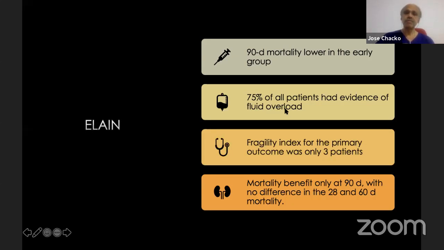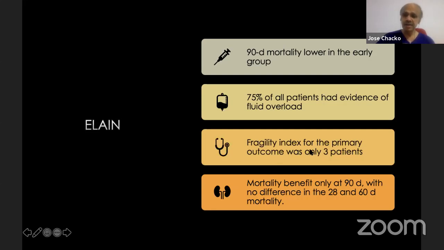The second problem with this study was that 75% of the entire cohort of patients had evidence of fluid overload. Now, fluid overload is a major problem in renal failure. And even if no other indications exist, you may have to do renal replacement in your patients who are fluid overloaded. So 75% of patients being fluid overloaded obviously means they may have missed out on some of their patients who did in fact require early renal replacement therapy.